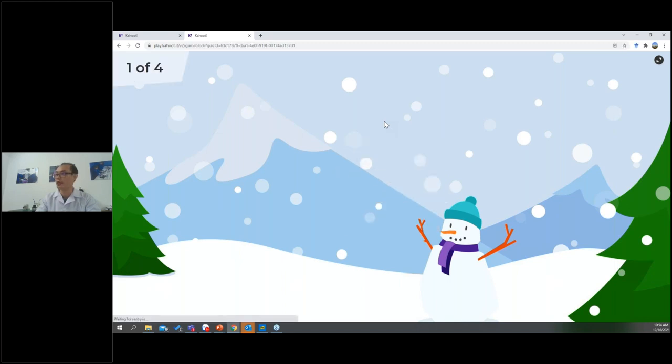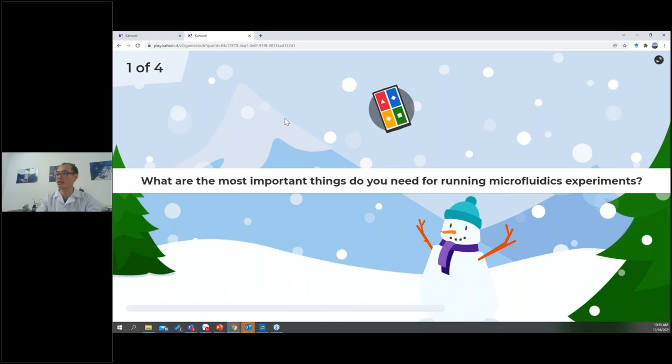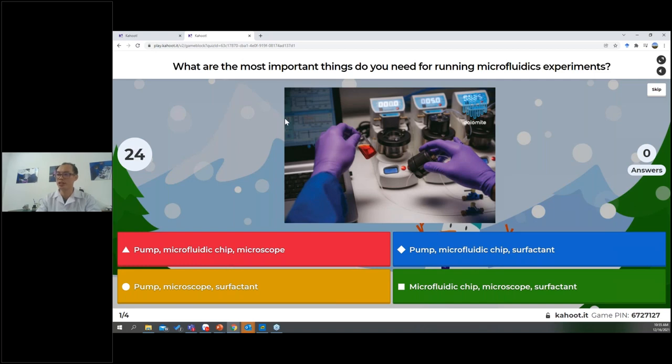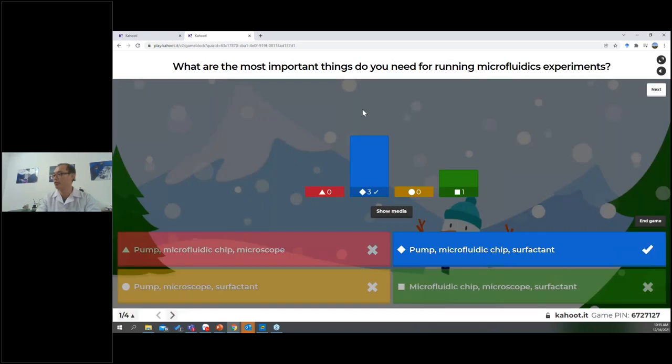Okay, the first question: What are the most important things you need for running a microfluidic experiment? Red: pump, microfluidic chip, microscope. Blue: pump, microfluidic chip, surfactant. Yellow: pump, microscope, and surfactant. Green: microfluidic chip, microscope, and surfactant. Remember that the score also depends on the time you give the answer, so the faster you answer, the higher score you get. We got three answers for blue and one answer for green. The correct answer is pump, microfluidic chip, surfactant. The other one is the green one. Good. Next question.